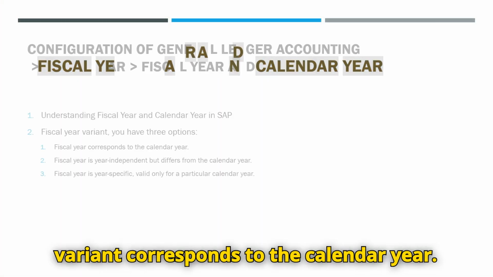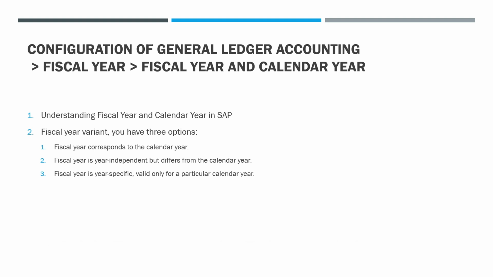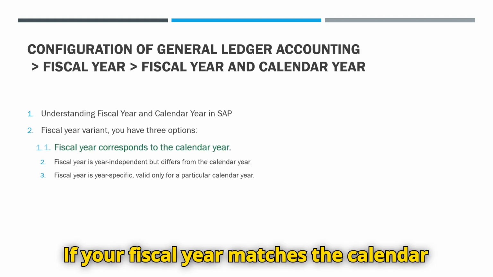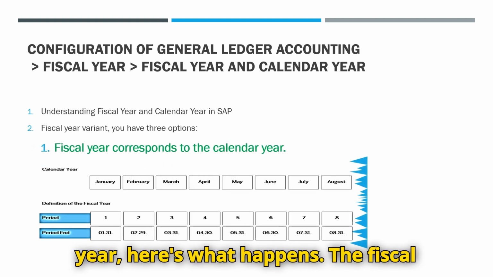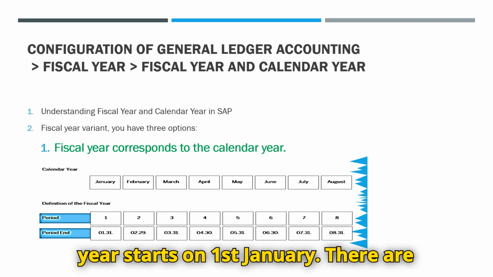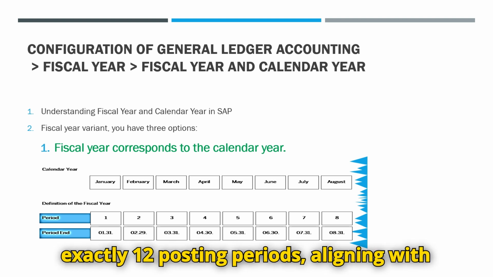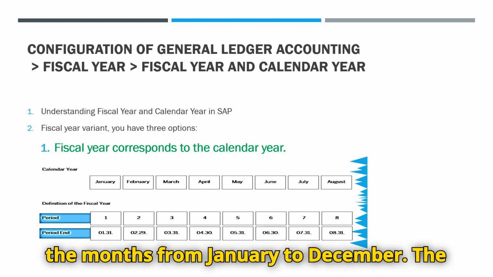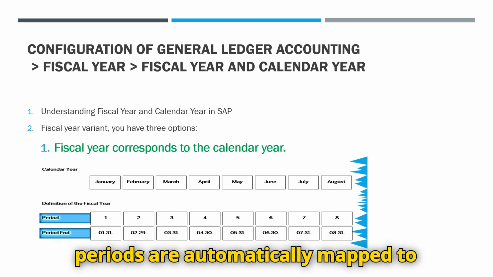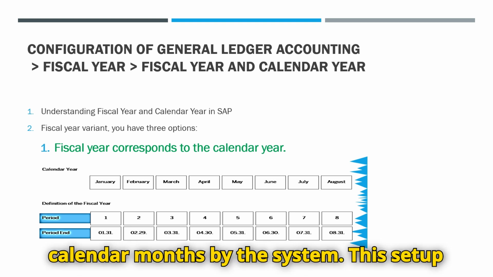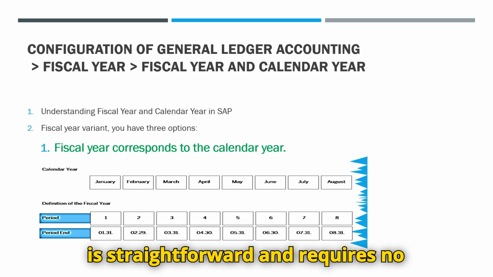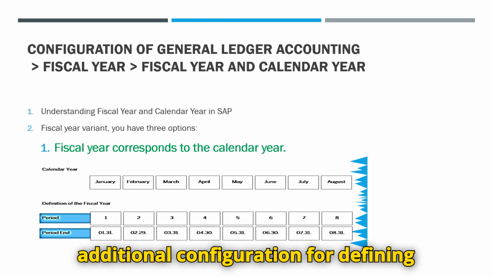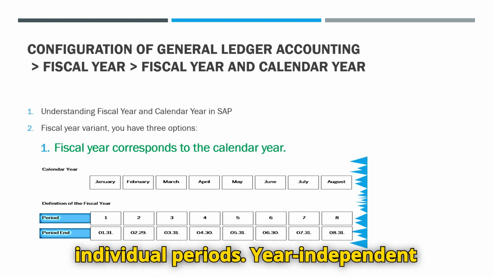Fiscal year variant corresponds to the calendar year. If your fiscal year matches the calendar year, here's what happens. The fiscal year starts on 1st January. There are exactly 12 posting periods, aligning with the months from January to December. The periods are automatically mapped to calendar months by the system. This setup is straightforward and requires no additional configuration for defining individual periods.